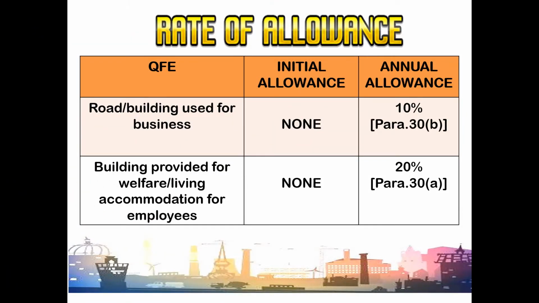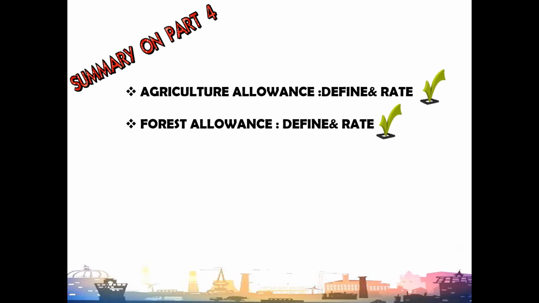Okay, so we have come to the end of the summary on part 4. So you have learned two other types of sector, which is including agriculture sector, and you have learned about the agriculture allowance. You have learned about the definition, the type of agriculture sector. You also have learned about the rate of allowance. Okay, and you also have learned about forest sector. You have learned about the definition of forest sector, and the rate of allowance for forest sector.